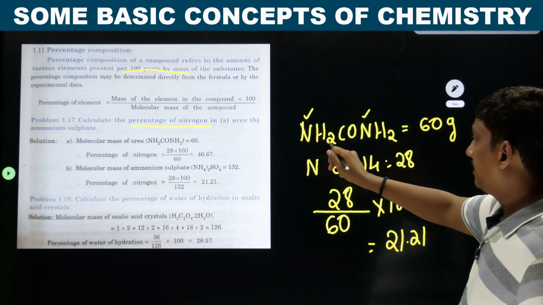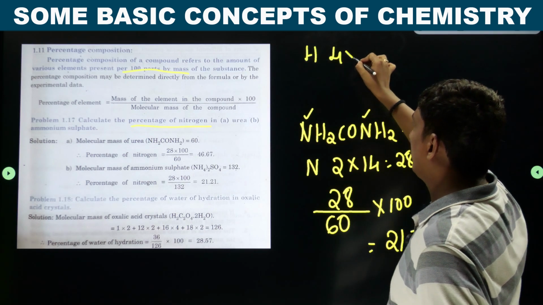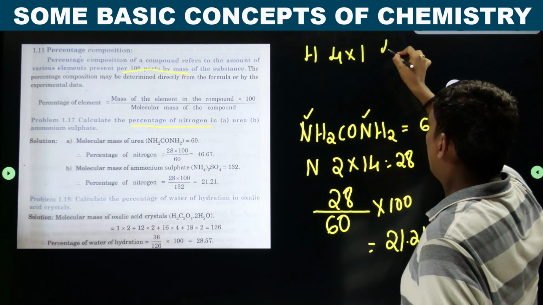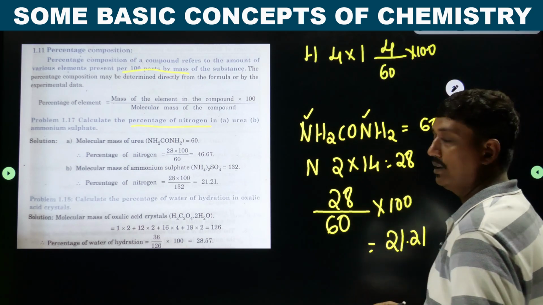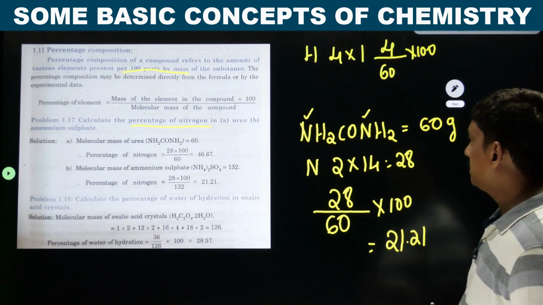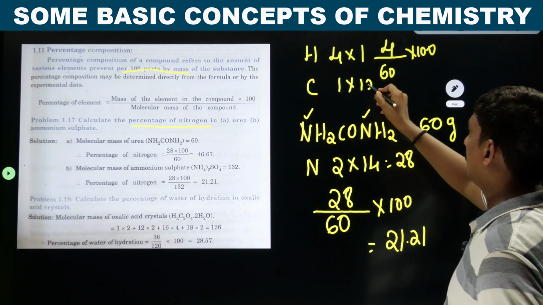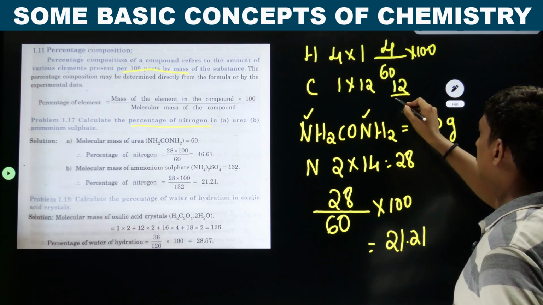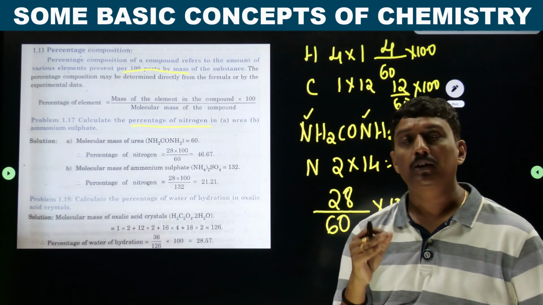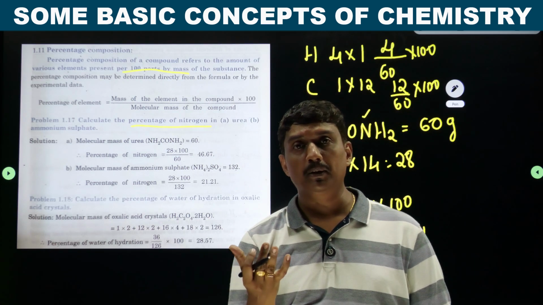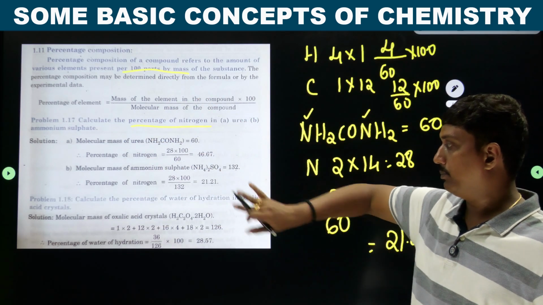What is the percentage composition of hydrogen? Very simple. 4 hydrogen atoms are there. What is the mass of one hydrogen? 1. So 4 grams out of 60 into 100. This is the percentage composition of hydrogen. Carbon is 1 into 12, so 12 divided by 60 into 100. Like this, the percentage composition of any element in a molecule can be determined. This is very important.